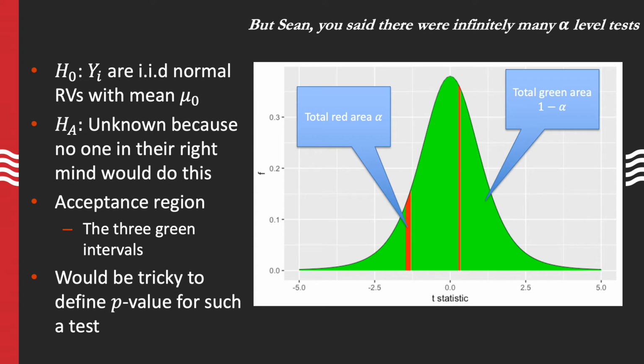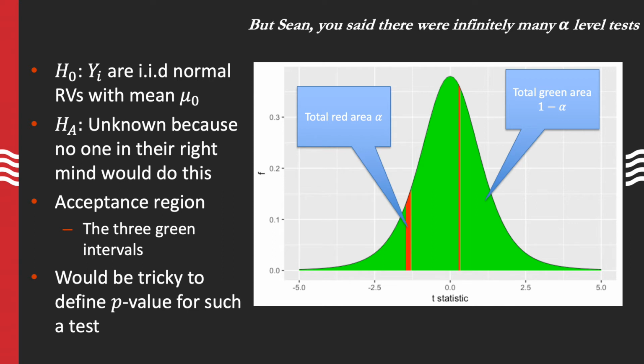So I also said earlier that there were infinitely many alpha level tests. And you might be wondering at this point, what the heck did you mean by that? Because you only talked about three different hypothesis tests, the two one-sided and the one two-sided. Well, I could also make a hypothesis test where, again, I assume my typical null hypothesis, my y sub i are IID normal random variables with mean mu naught. But here I could do an alternative hypothesis that's kind of funky, and I'm going to basically just define my acceptance region and my rejection regions by the green and red areas shown on the right.